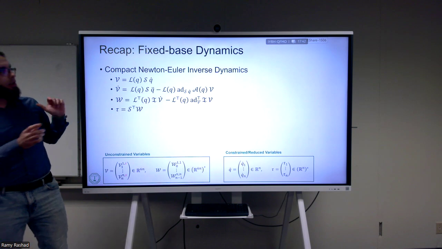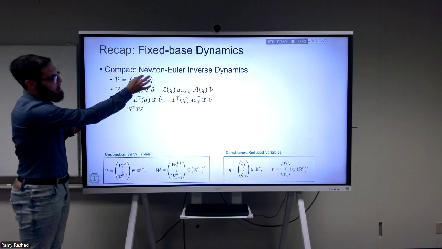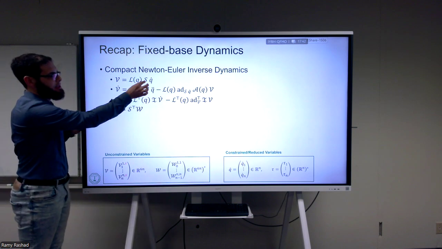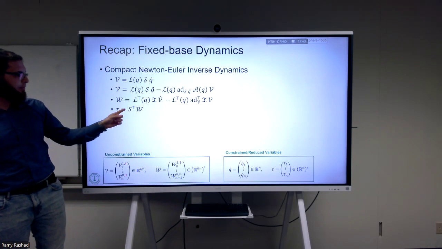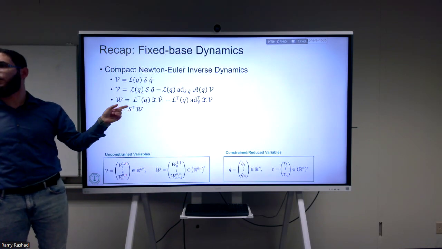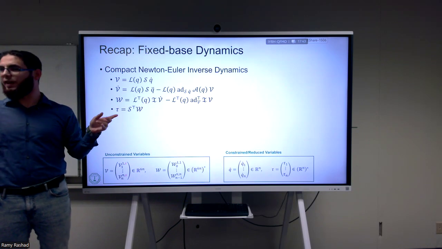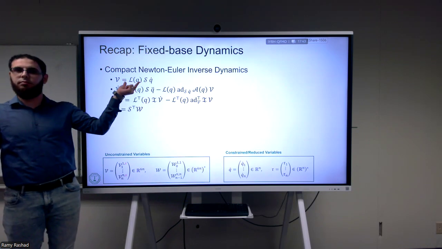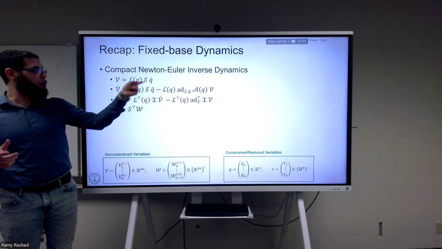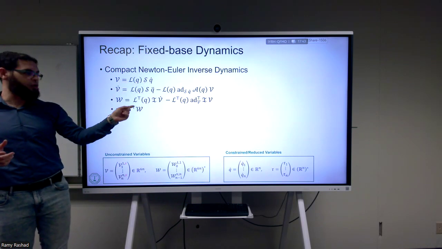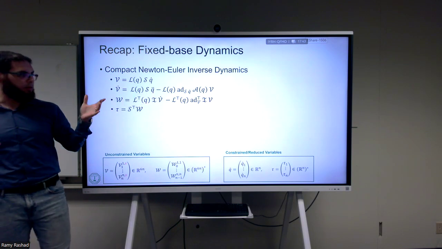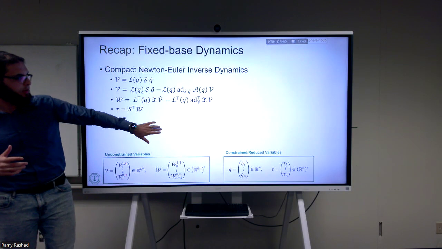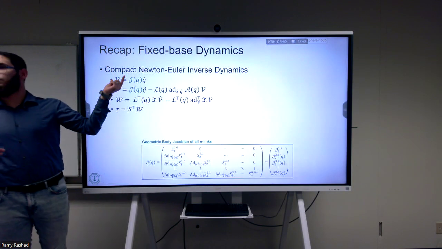Before we move on, we looked at this pair L of Q multiplied by S. So this big matrix L and this matrix S appear a lot. They appear here and they appear here. And its transpose will also appear here. This was a very important map that maps the Q dots to the V. And here it maps the torques to whatever inertial force wrenches we're going to have. And this is precisely the geometric Jacobian.